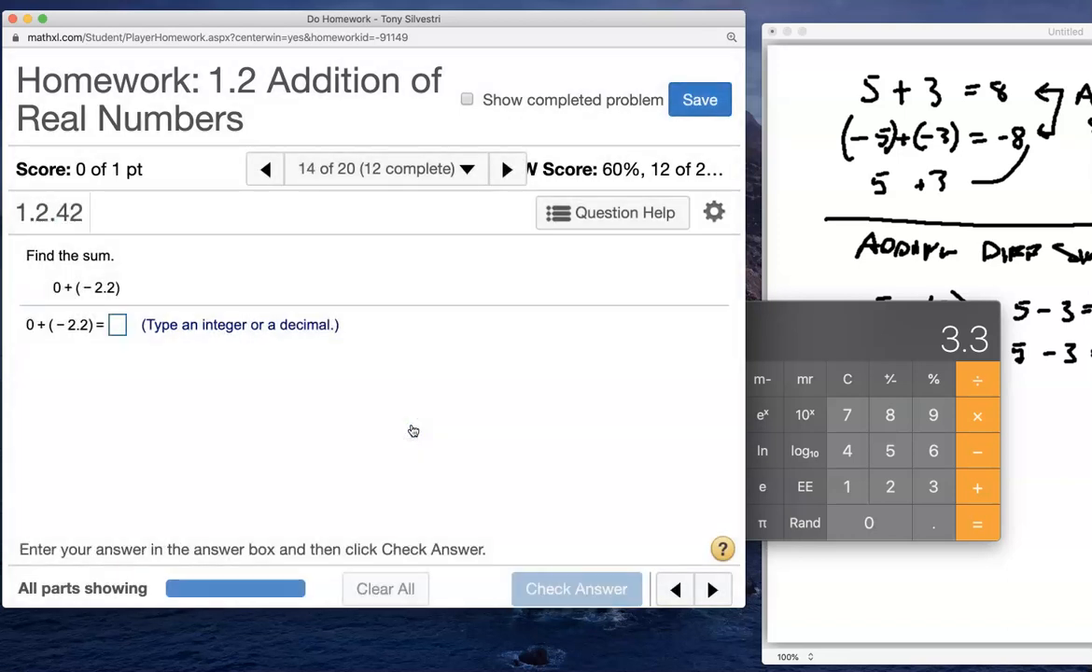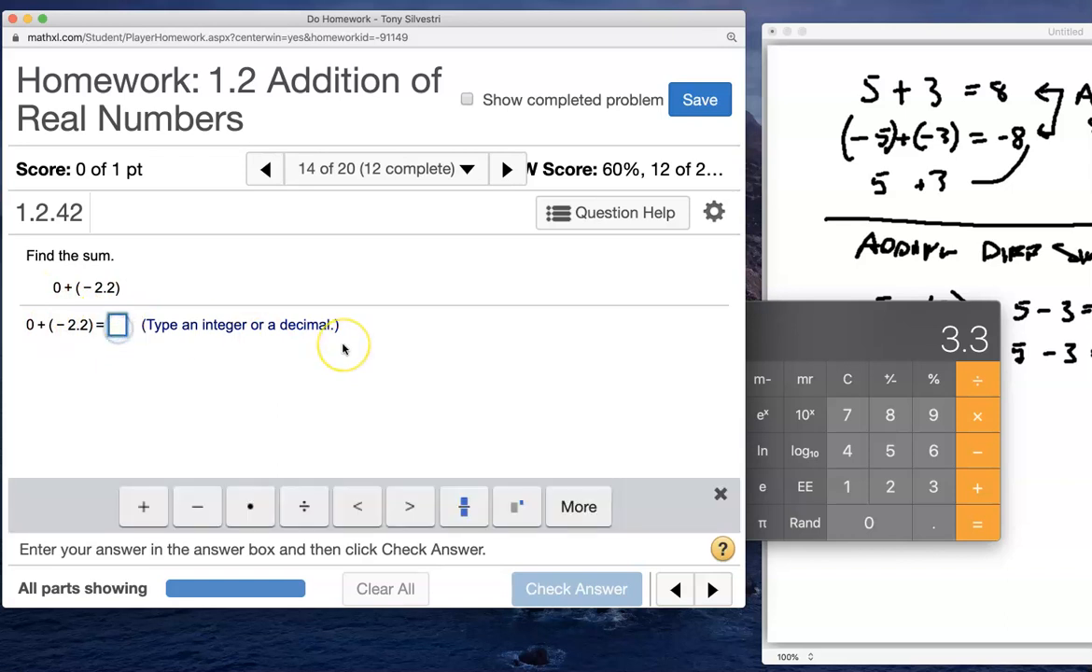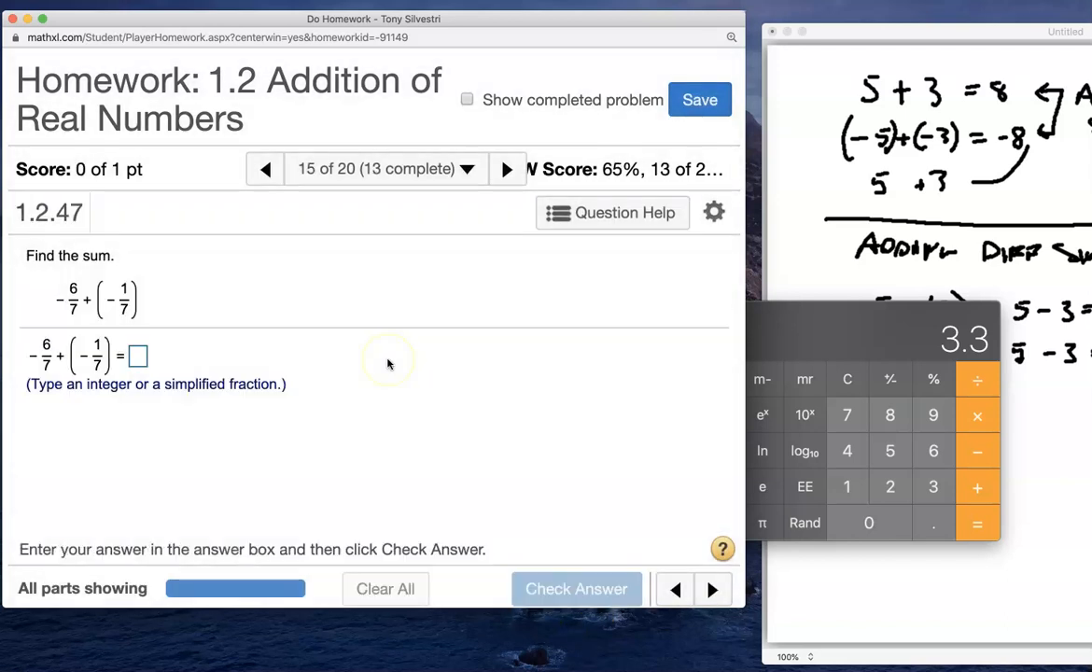I bet you there's going to be a fraction. Nope. This is identity. Look, 0 plus anything is whatever this other thing is. You don't even have to think about it, really. When you add 0 to anything, it doesn't change that other thing. It's called the identity property. 0 is a great number.